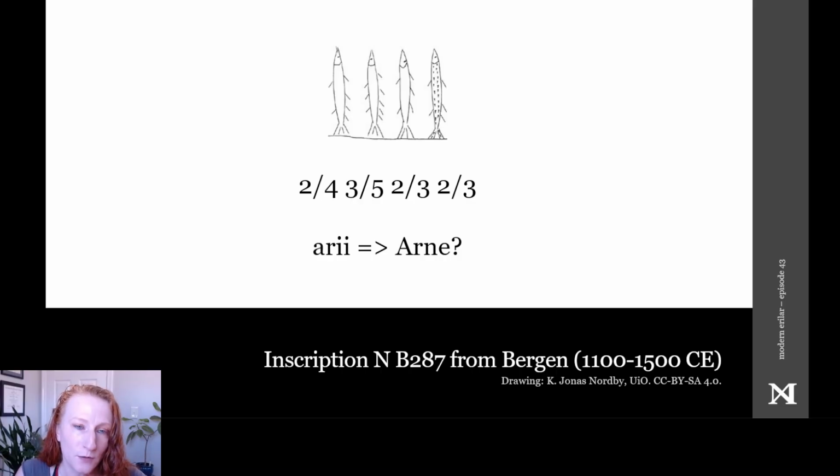Jonas Nordby noticed that N B287 features coordinates shown using fish fins, and the last fish, with coordinates that point to an is rune, itself has spots. This may be a way to indicate a dotted is rune, which stands for a short sound, so this inscription may be trying to write the name Arne.